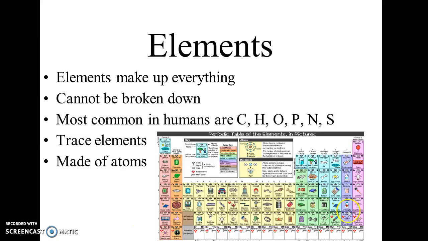So 25 of all the elements in the periodic table are essential for living species. But only 4 of them make up 96% of the mass of most living organisms. So just 4 elements make up 96% of the mass of most living organisms. And those 4 elements are carbon, hydrogen, oxygen, and nitrogen.